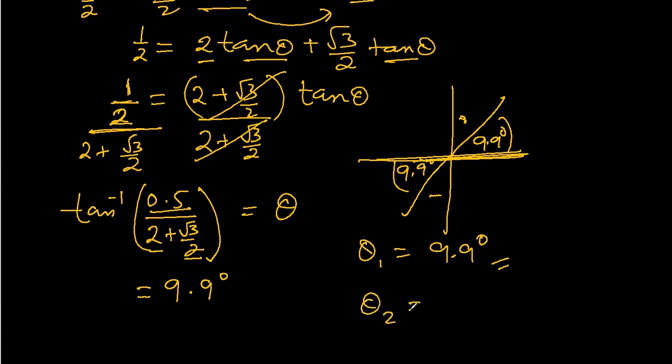Second answer will be this one. Let me show you from here: 0, 90, 180 plus 9.9. So it will be 180 plus 9.9, 189.9 degrees. These are two answers.